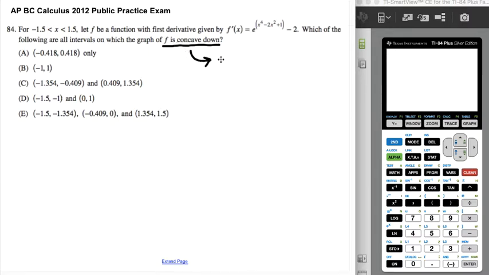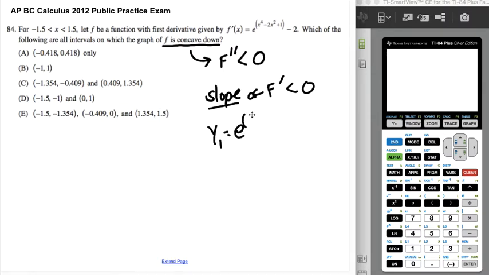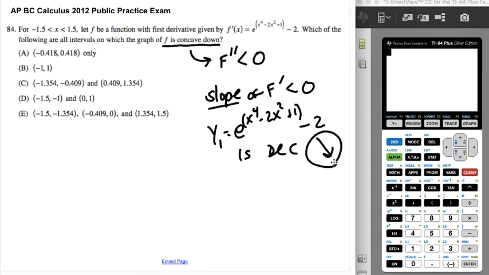If f is concave down, we know that translates to f double prime is less than 0. But that's the same as saying the slope of f prime is less than 0. So if I graph this as my y1, x to the fourth minus 2x squared plus 1 all minus 2, I want when this thing, if this is my given graph, is decreasing. I want to look for when this graph looks like this.